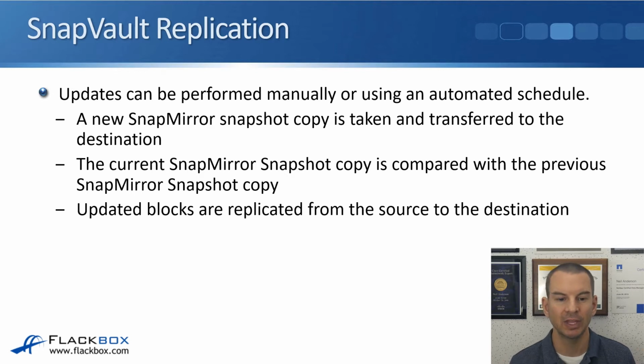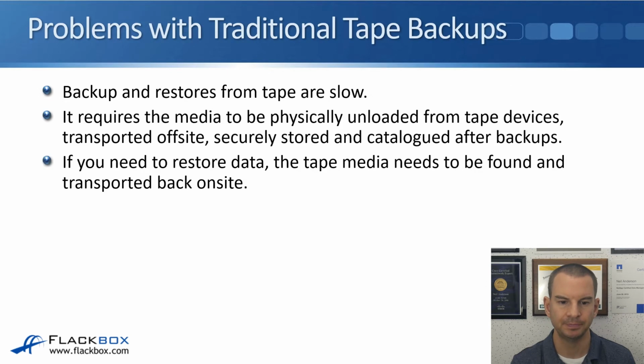After that initial baseline transfer, updates can be performed manually or, by far more commonly, using an automated schedule. A new SnapMirror snapshot copy is taken and transferred to the destination based on the schedule. The current SnapMirror snapshot copy is compared with the previous SnapMirror snapshot copy, and then updated blocks are replicated from the source to the destination. So after that initial baseline transfer, it's just the incremental changes that are going to be replicated across.